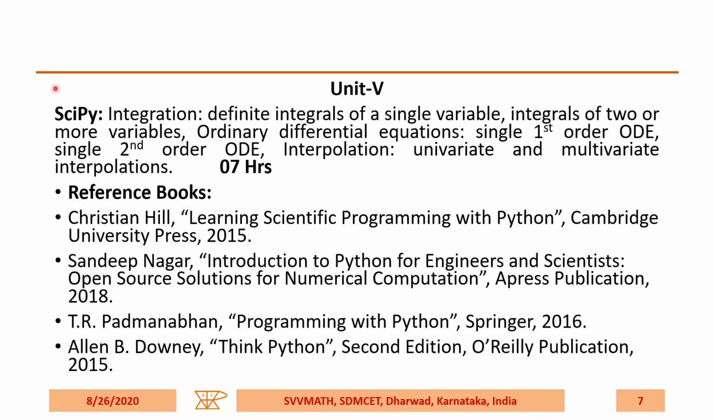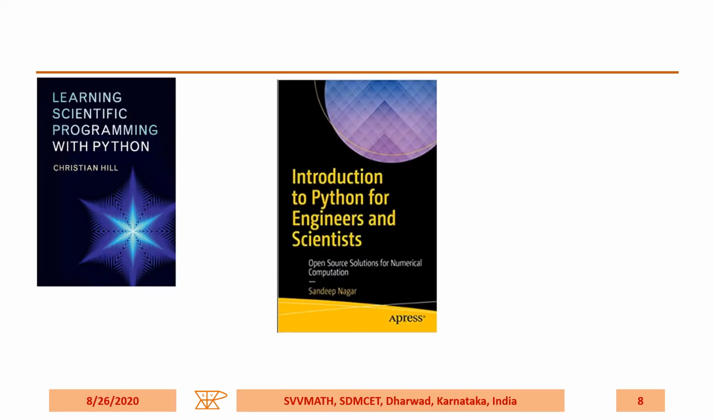Unit 5 we have SciPy. There we are going to discuss integration, definite integrals of a single variable, and integrals of two or more variables. Coming to the reference books, we have these reference books, but most of the time we are going to use Christian Hill, Learning Scientific Programming with Python. This either you can purchase or you can try to get an ebook. This is the book, how it looks.